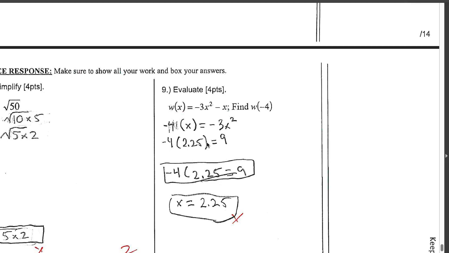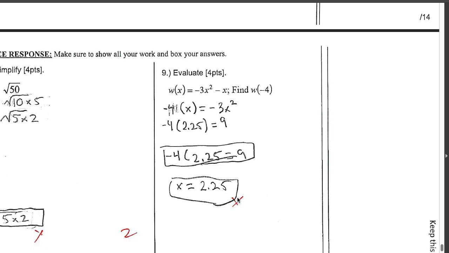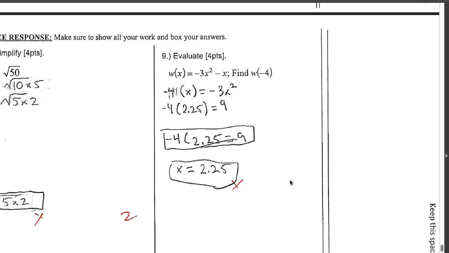Yeah, I'm not sure what this student did here. I think they put in w is negative 4, because over here they put that, and then they did this, and then I don't know how they got 2.25. Maybe that's where they think their answer was. 2.25 squared times negative 3 equals negative 4. I'm not sure. I'll put an x, and then I should have given the student 1 point for trying, 2 points to get the substitution.